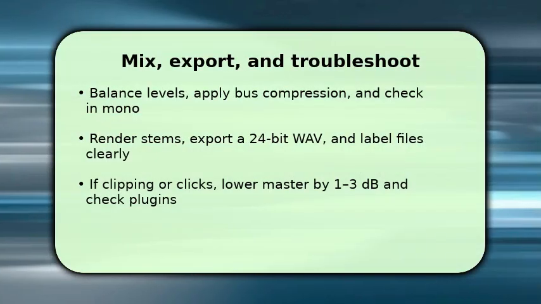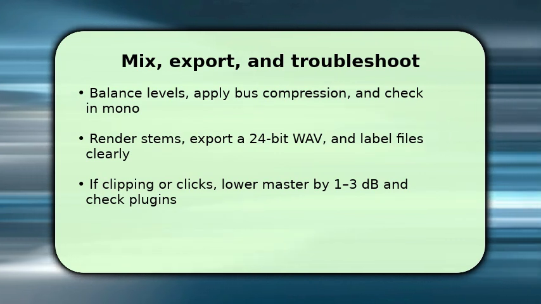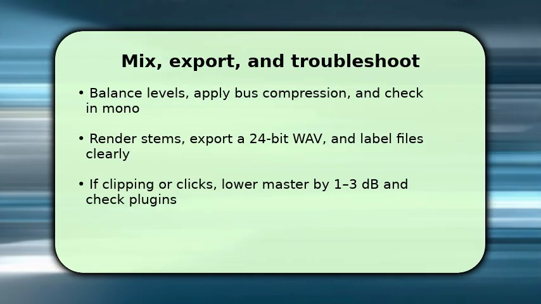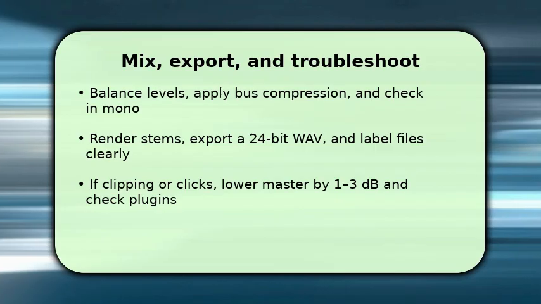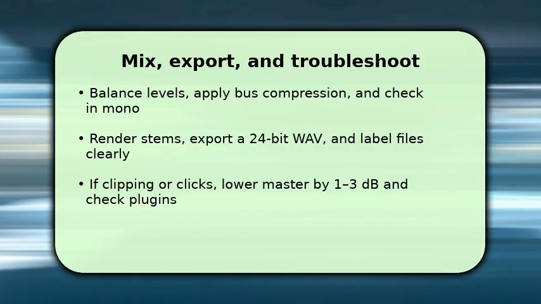You finish by mixing and committing to files. Balance tracks against a reference, add gentle bus compression, and check the mix in mono to reveal phase issues. Once happy, render stems and export a 24-bit WAV. Make sure to label everything and save incremental versions. If you encounter clipping, reduce the master by 1 to 3 decibels and scan for problematic plugins. If you hear clicks, consolidate audio regions and increase buffer temporarily.